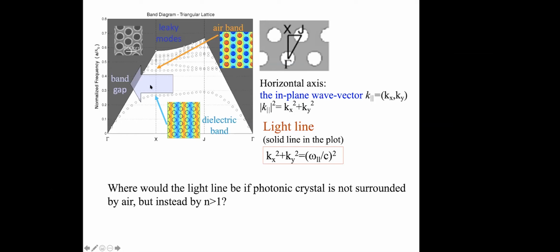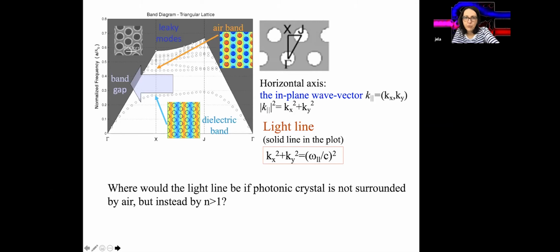If you look at the light line in that case, it would be lowered by n. So it would be c over n, which means that you have a larger number of modes that you can couple to and leak to. You have to be careful about it because it would cut through this region, and some of these modes that were previously confined and not leaky would be leaky now, okay?